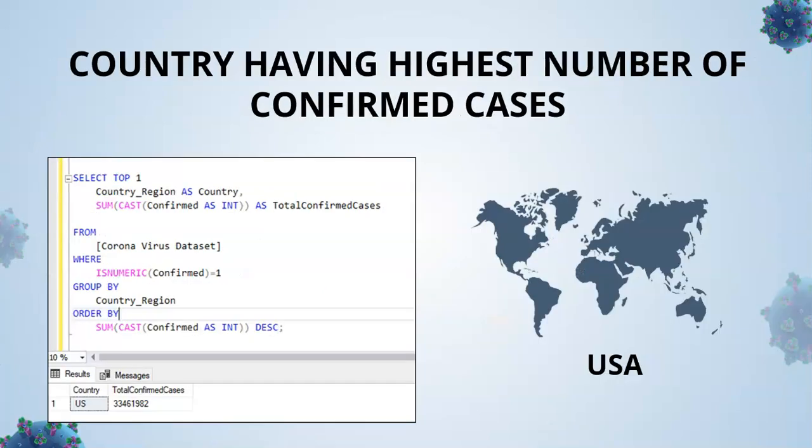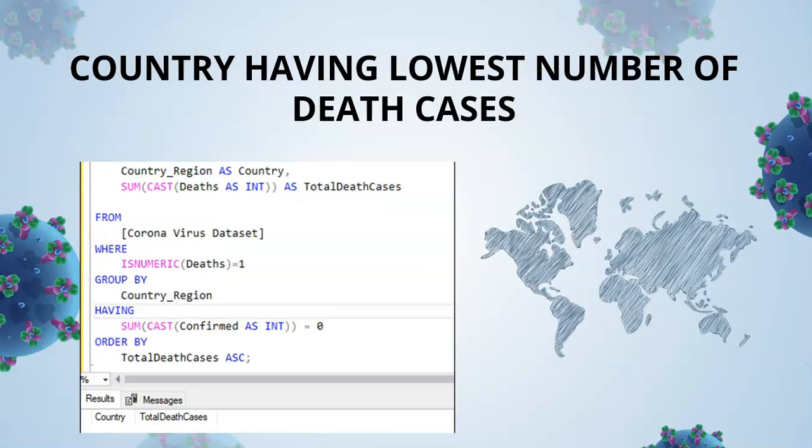Here we have to check the country with the highest number of cases. So what happens here is this clause selects only the first row from the result set, which will be the country with the highest number of confirmed cases. So this calculates the total number of confirmed cases for each country, and then it filters the rows and applies the conditions, and after that it sorts the result set in descending order based on the total confirmed cases. This ensures that the country with the highest number of cases appears first.